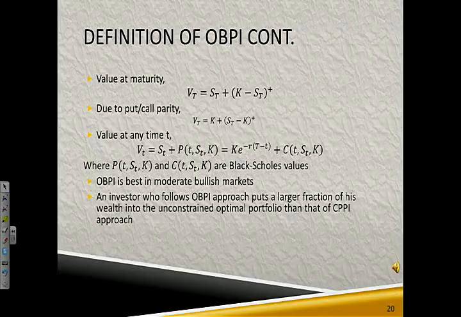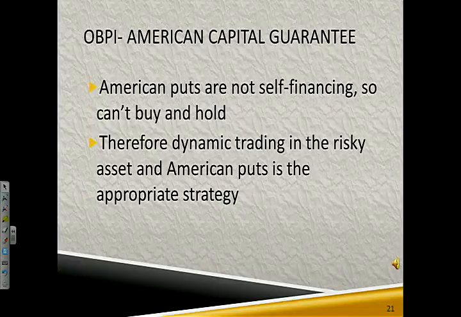Now, the value at maturity is governed by these equations, and due to the parity between the put and the call, the value at time t can be calculated using this equation. And this is the best in moderate bullish markets, where an investor who follows this approach puts a larger fraction of his wealth into an unconstrained optimal portfolio compared to the CPPI approach. Now, this comes with a guarantee.